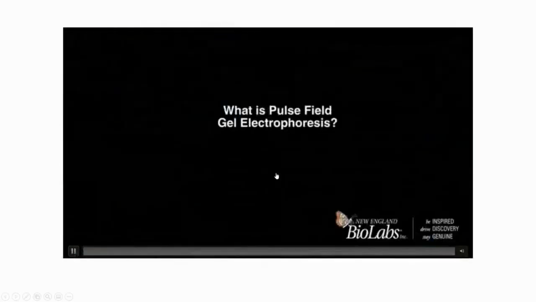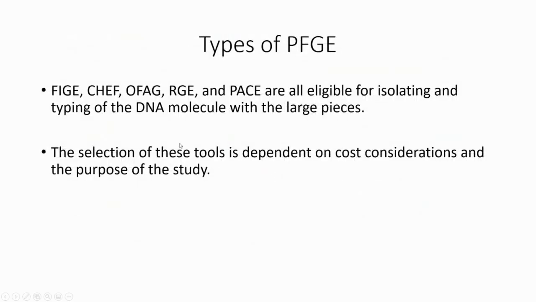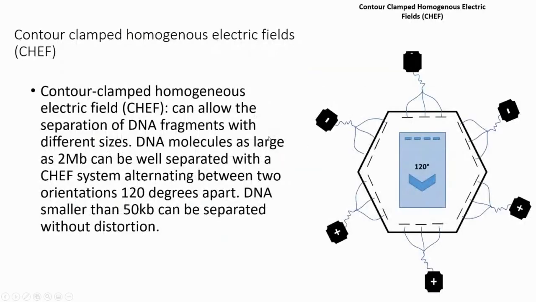So that's a PFG gel, all right? So we have different types of PFG. It depends how you arrange the gel. For example, the one you see on the video is called a contour-clamped homogeneous electric field, CHEF.